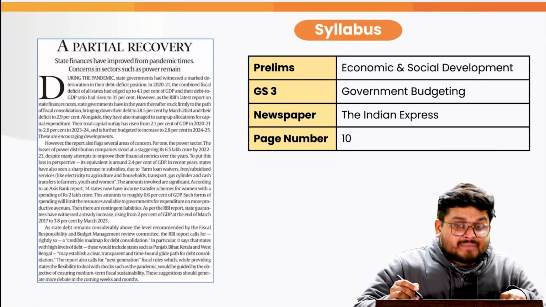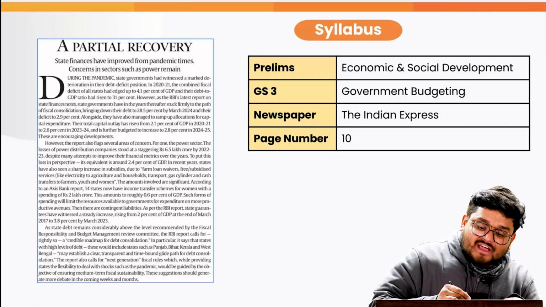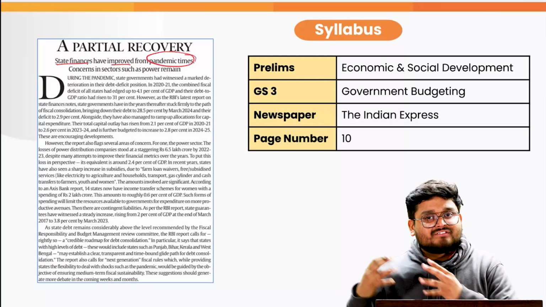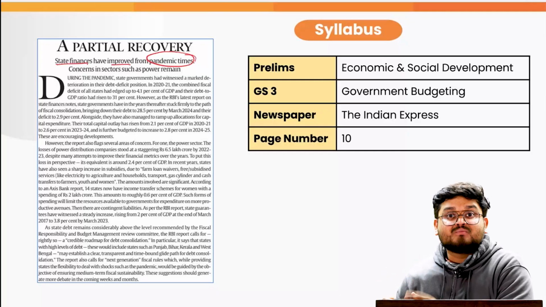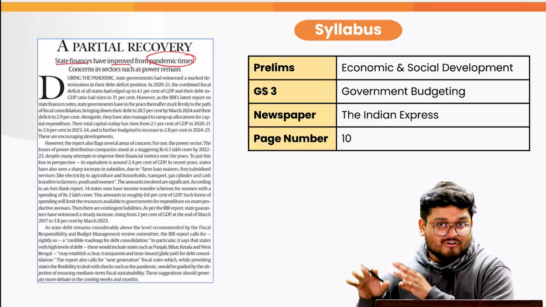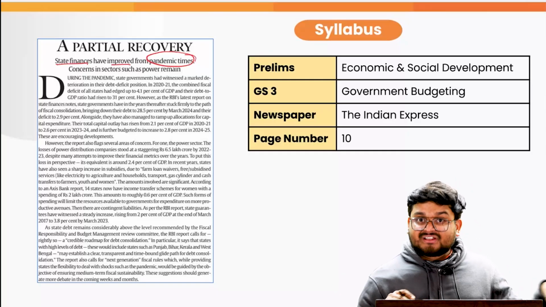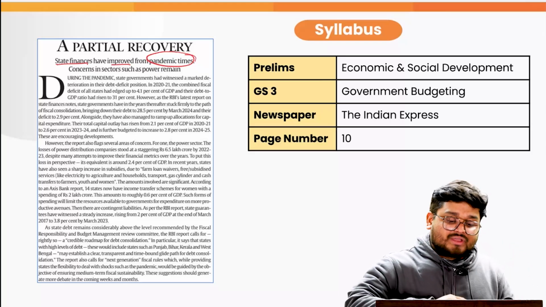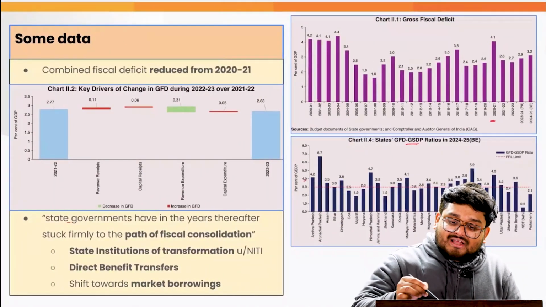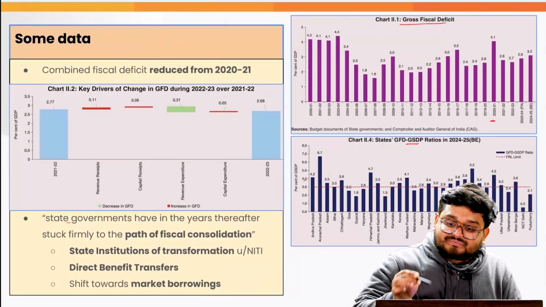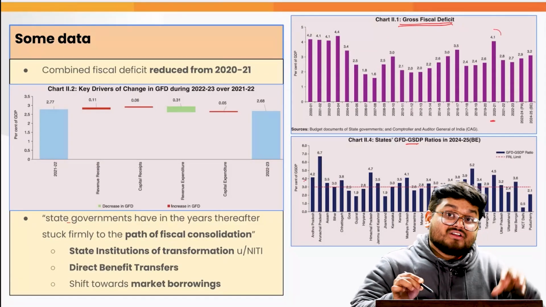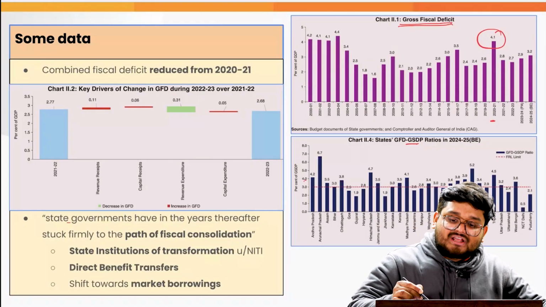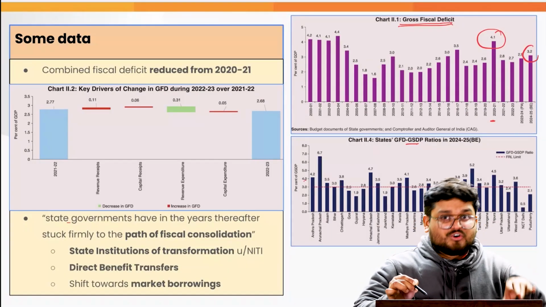Recently, according to an RBI report, state finances have improved from the pandemic times, because during the pandemic the state governments had to spend more on ground-level management of health conditions and various other essential supplies. Right now, it has come down. So we'll be looking at this in this article, where the gross fiscal deficit, which was as high as 4.1% combined for all of the states, has declined to around 3.2%.